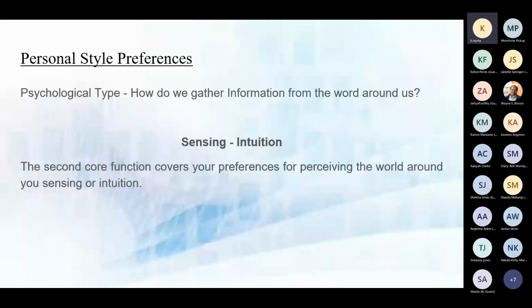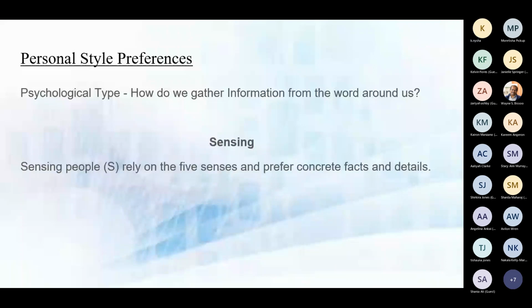The second core function covers the preference of perceiving the world around you, either through sensing or intuition. Sensing relies on your five senses and prefers concrete facts and details. Intuition prefers the big picture and likes to see things as a whole.